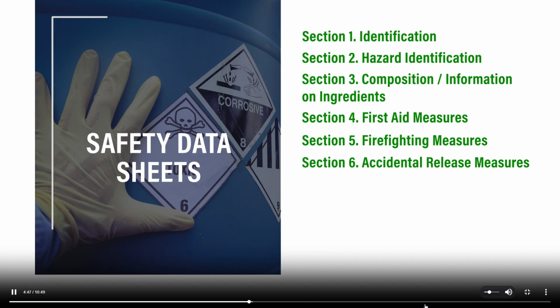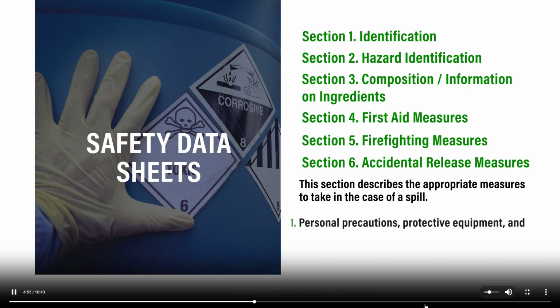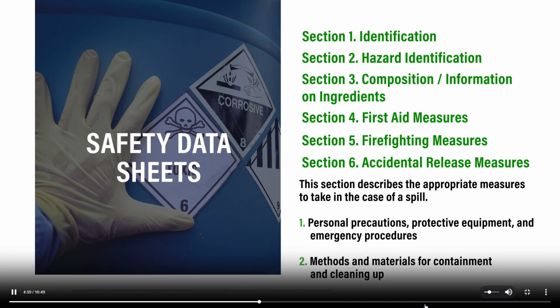Section 6 of the safety data sheet. Accidental release measures. This section describes the appropriate measures to take in the case of a spill. It includes personal precautions, protective equipment, and emergency procedures and methods and materials for containment and cleaning up.